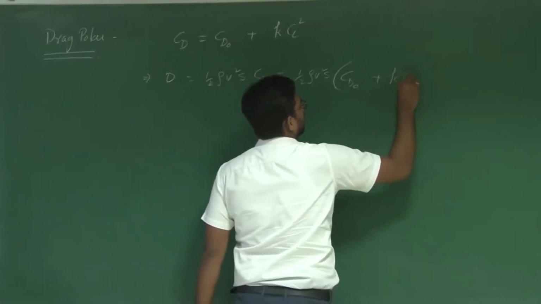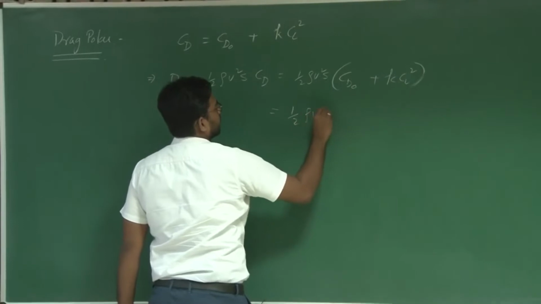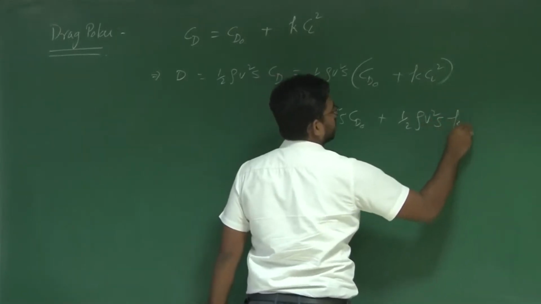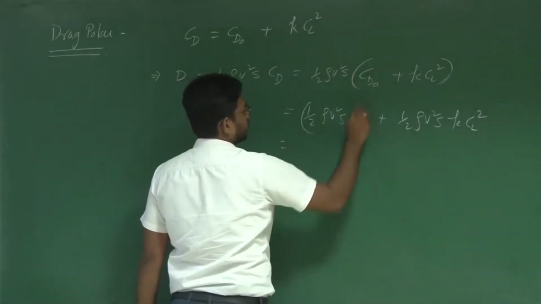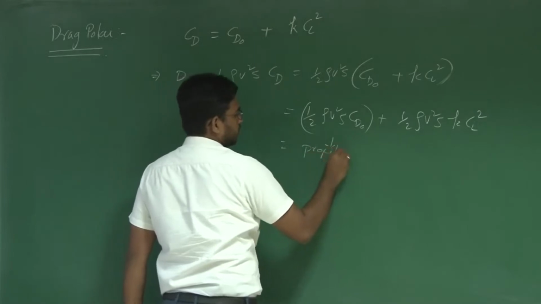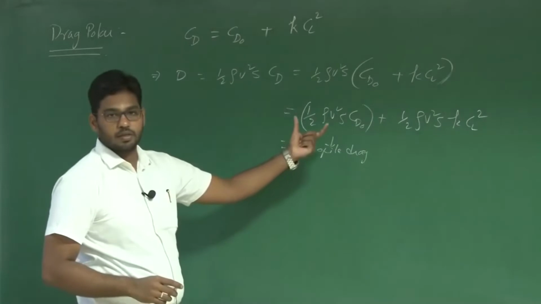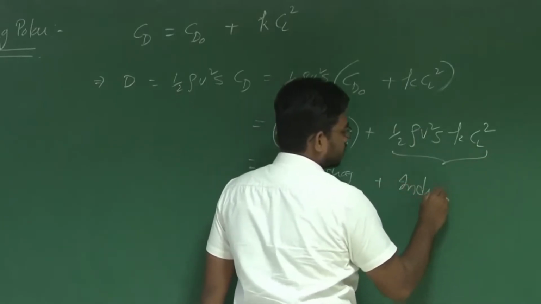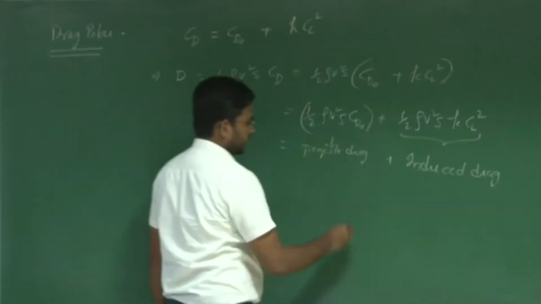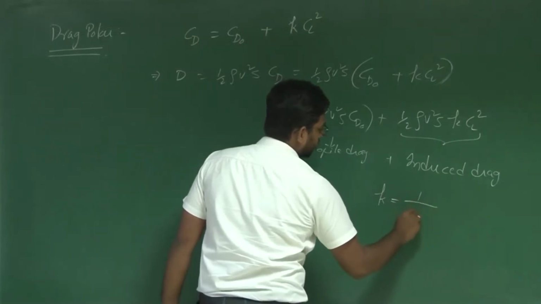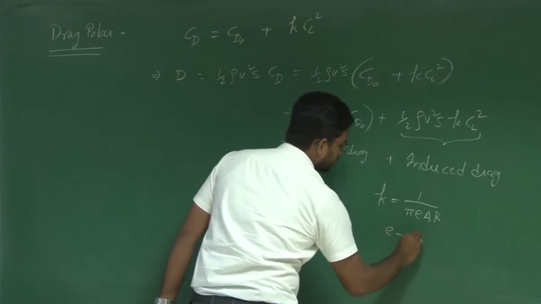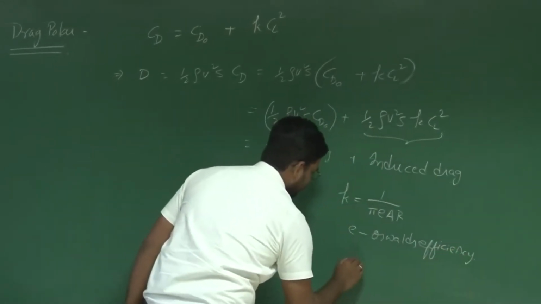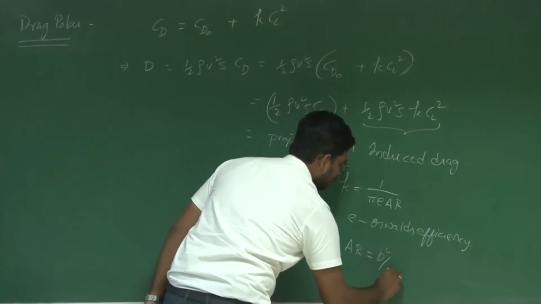So this can be further expressed as a summation of profile drag as well as induced drag. This term corresponds to profile drag, where CD naught is the profile drag coefficient, and this particular term corresponds to induced drag. And K is the induced drag correction factor, which equals 1 by pi E AR, where E is the Oswald's efficiency and aspect ratio is b square by S.